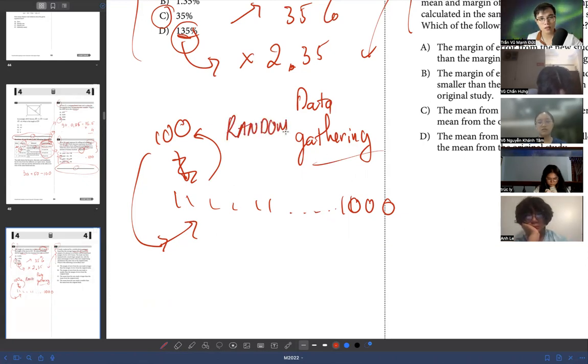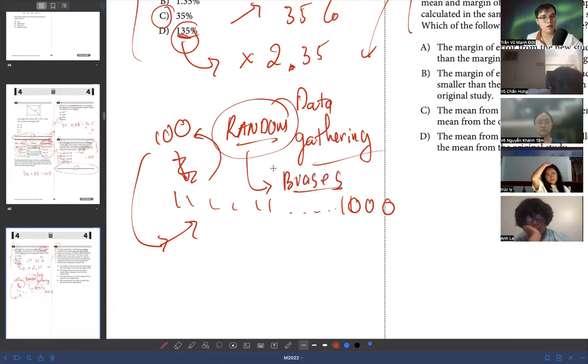This is very important. Random. Why is it? Because if this is random, the only way it can be represented is that this is random. But if this appears to have any biases, it'll be incorrect. Okay, so look out for biases.